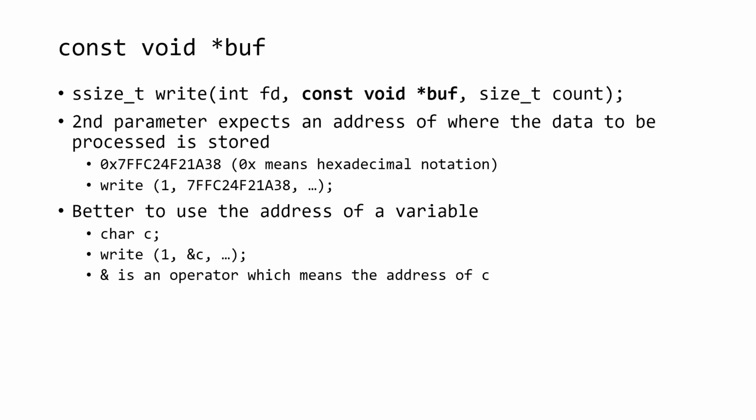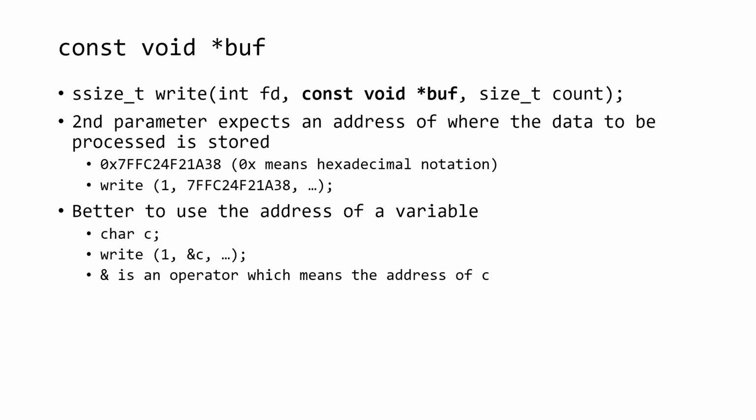Next, we come to the second parameter of the write function. This is where most people get confused. Why? Because this parameter expects an address of where the data to be processed is stored. You could actually write a hexadecimal number as an argument for this second parameter of the write function. However, this is not typical.